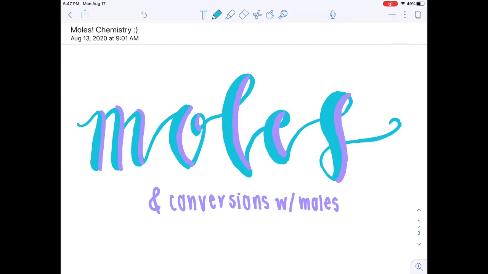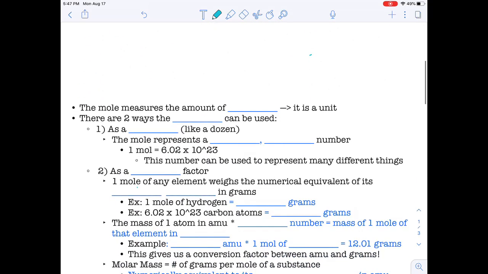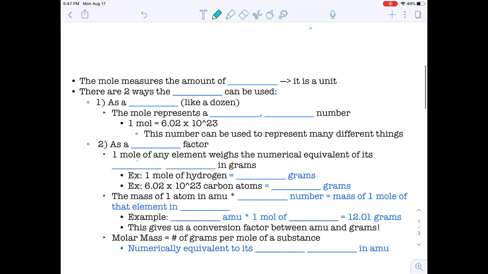Hey everyone, today we're going to be talking about moles and conversions with moles. So to start off, you might be wondering, what is a mole? The mole measures the amount of substance, so therefore it is a unit. There are two ways the mole can be used.